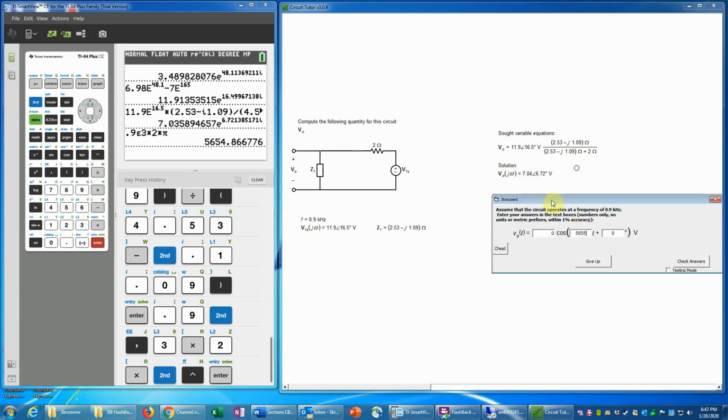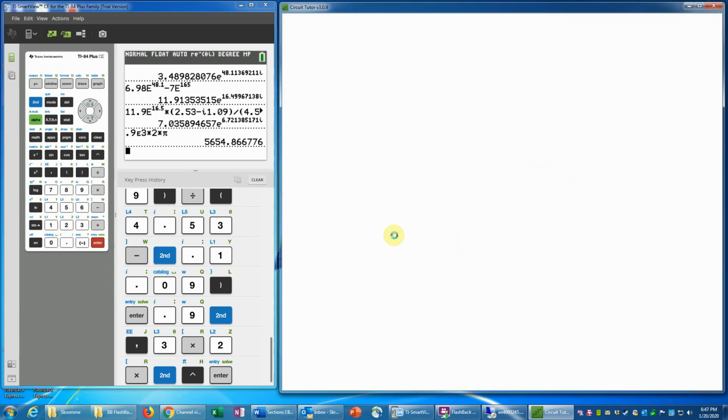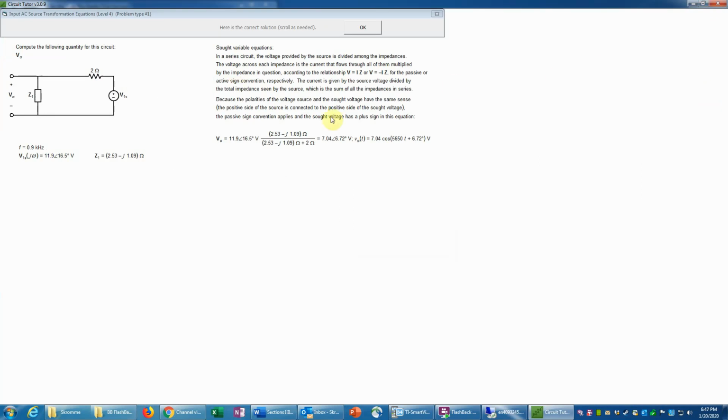And then we put the magnitude here, the 7.04, now becomes the multiplier of the cosine function of time. And the phase angle here is 6.72 degrees. And so now we just check that. And that is correct. And it's asking us if we want to see a detailed explanation of this, which I'll just show you in case you want to see that. And basically it just shows you how to do the voltage divider again in case you had any questions about that. So that concludes this problem.